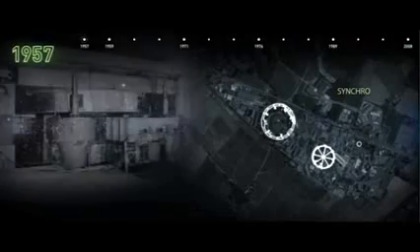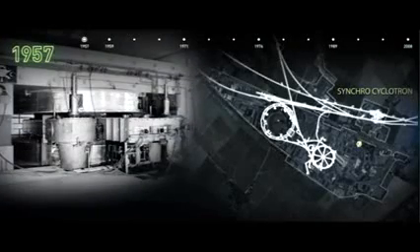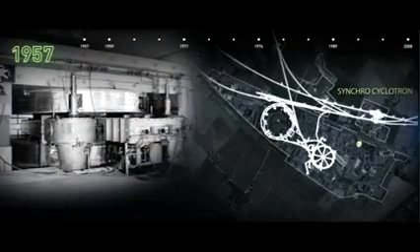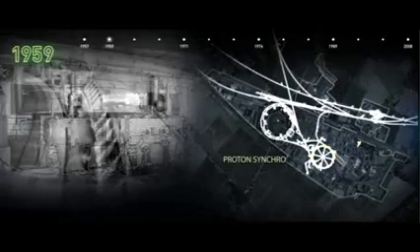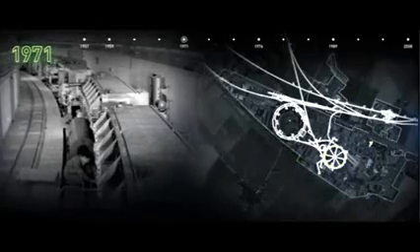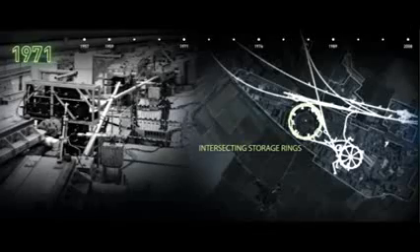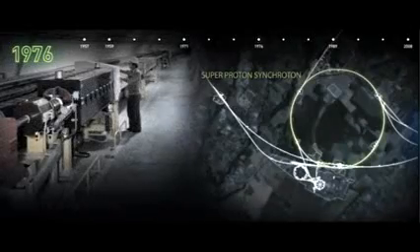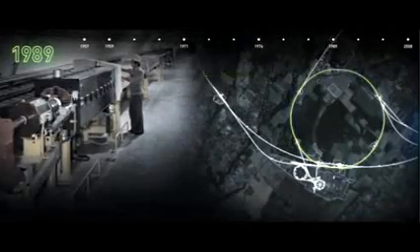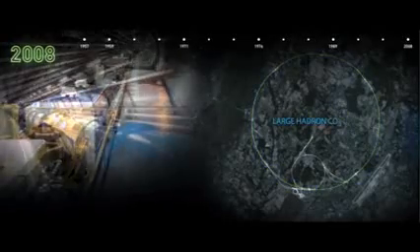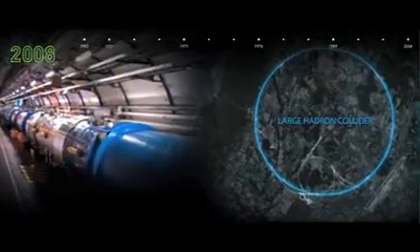Following the synchrocyclotron's construction, CERN built bigger and bigger accelerators. The proton synchrotron, the intersecting storage rings, the superproton synchrotron, the large electron-positron collider, and the Large Hadron Collider. Many important achievements were made, some of them being rewarded with the Nobel Prize.